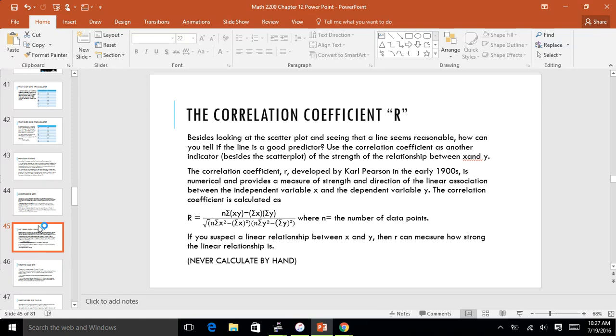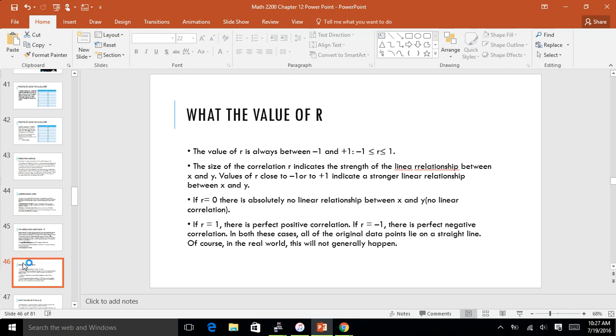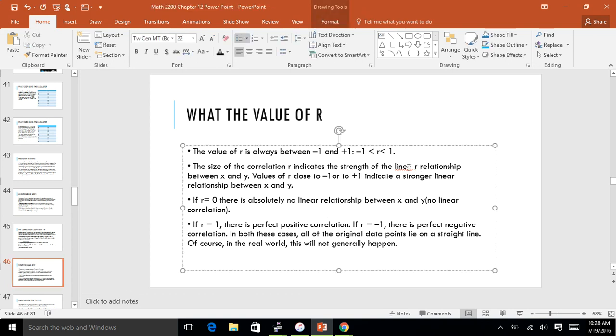So if you're thinking there's a linear relationship between X and Y, all you have to do is see how R can measure how strong that linear relationship is, okay? So, other things about R. The value of R is always between -1 and +1. So, just think about you'll never have an R of 2 or 5 or -10. The size of the correlation R indicates the strength of the linear relationship.